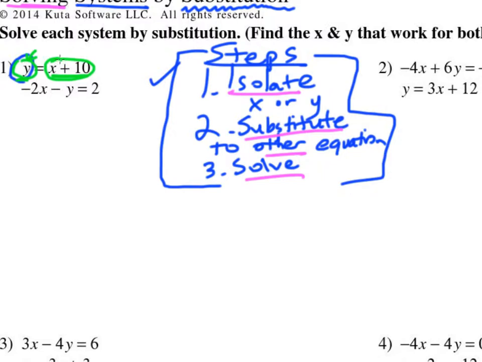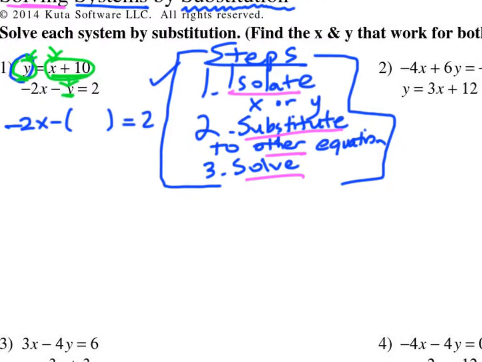Okay, so we're going to take this guy right here, and we're going to substitute right there. See, you have a y here, but we know that y equals x plus 10. So instead of writing a y here, we can write x plus 10, and no one's going to know the difference because they are equal. They're the same. So let's take this equation right here. We're going to rewrite it. Negative 2x minus, and instead of writing a y, leave a big space here, we're going to substitute, and we're going to write in this x plus 10.